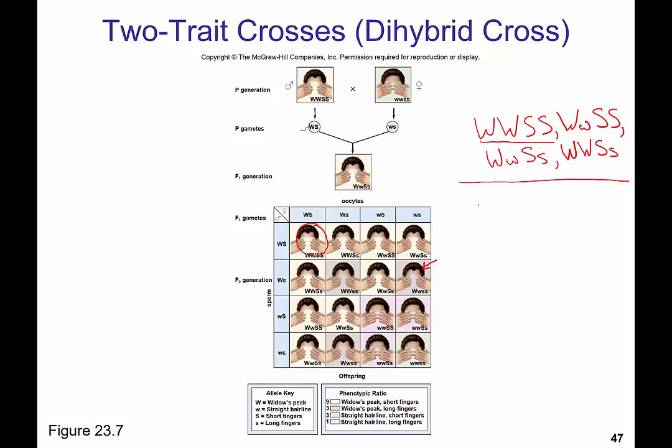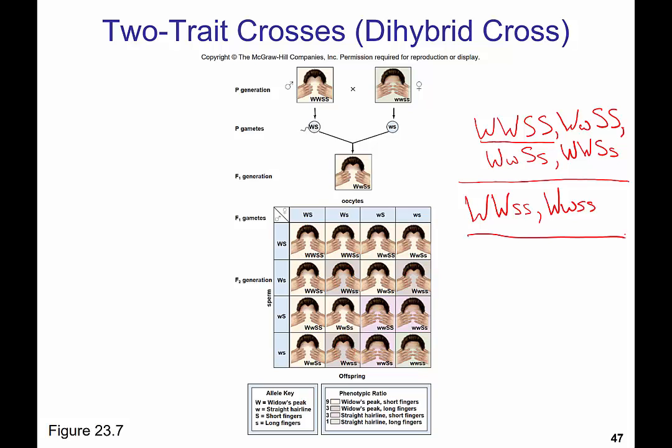So in order to have widow's peak and long fingers, we could have the genotypes with big W, but the only way to have long fingers is to have those two recessive alleles. So we could have that combination. They could also be heterozygous for one trait and homozygous for the other. So that's what's represented by these three squares.